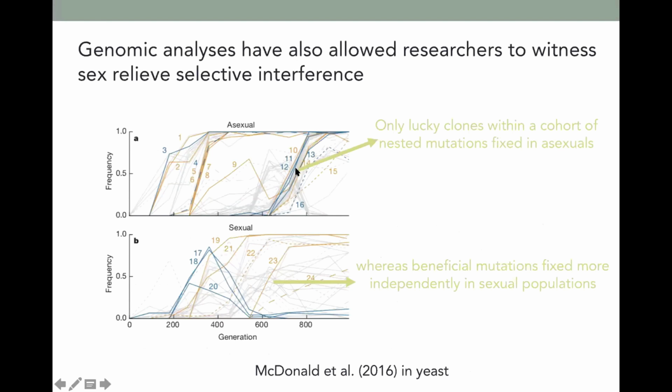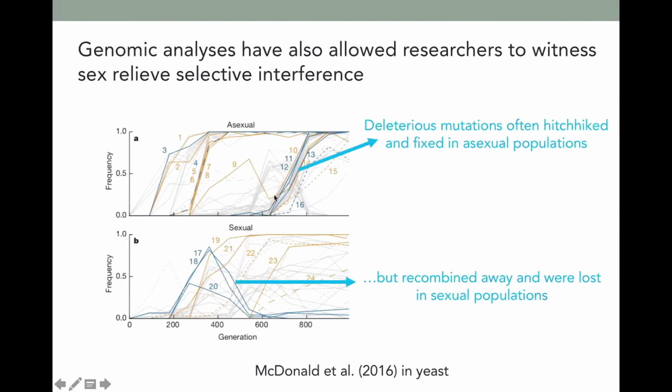The beneficial mutations that fixed were ones that were nested within lineages that carried other beneficial mutations. So we see these cohorts of beneficial mutations in gold fixing together with one another. Whereas in a sexual population, it's entirely different, and the beneficial mutations appear to arise and spread to fixation pretty independently of one another.